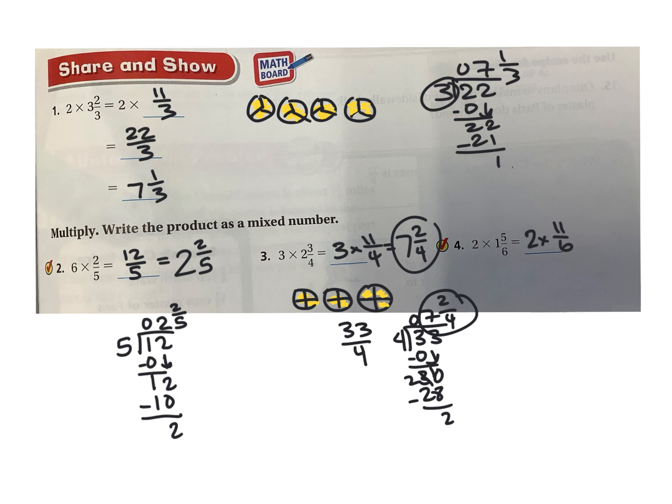Now we'll do the multiplication. 2 times 11 is 22 sixths. That is an improper fraction. It is more than one whole pizza. How many more? I'm not sure. I need to divide to find out.